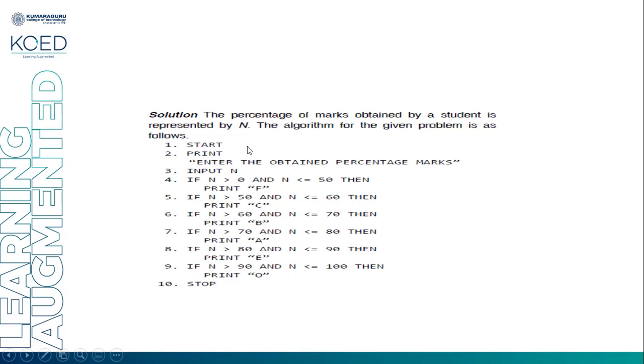For example, if you give 60, what will happen? It is greater than or equal to 50, which is true, and less than or equal to 60, which is also true since it is equal to 60. The condition is true, so it will print a C grade.